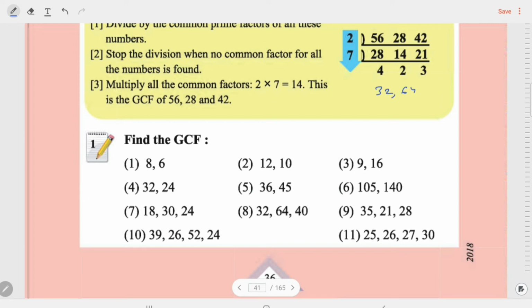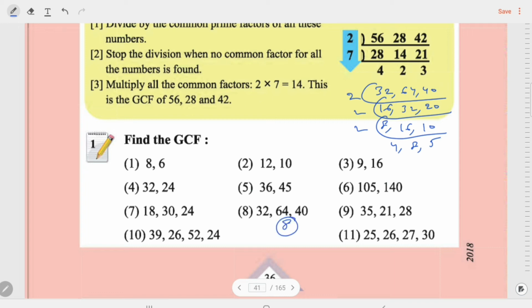32, 64, 40. 2 is a factor, right? 2 16 is 32, 2 10 is 20, again 2. 2 8 is 16, 2 5 is 10, again 2. 2 4 is 8, 2 2 is 4, 2 1 is 2. That's it. So 2 into 2 into 2 is the answer, that is 8. So here the answer is 8. Okay.